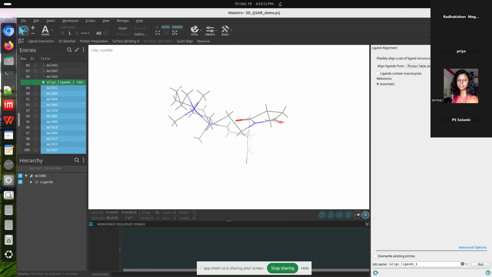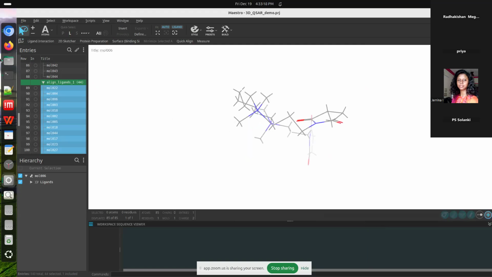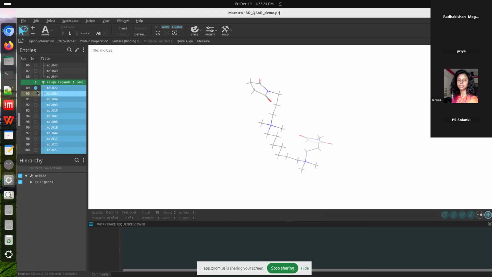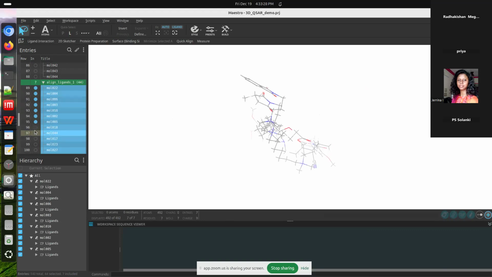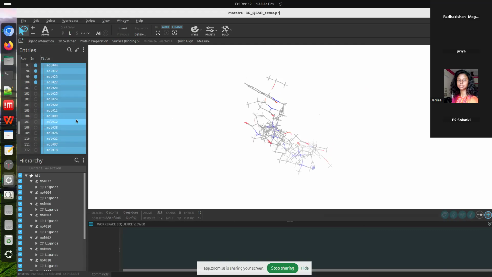Since I've already run this program, it's saved here. So this is how you get after aligning all your ligands. It will give you like this. If I click every entry one by one, you can see all the structures are aligned with each other. So this is how you align.